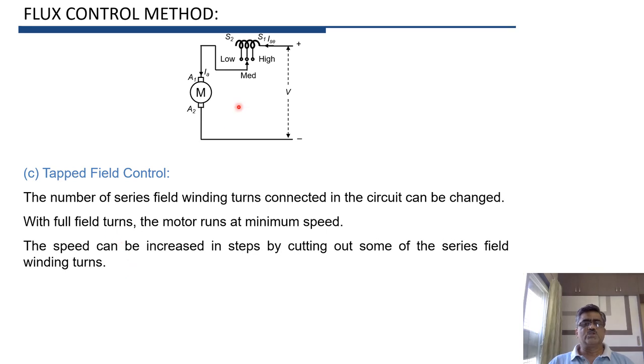turns. This method is very efficient as compared to the previous two methods, because in the previous two methods, that is armature diverter and field diverter, there is I square R power loss in the diverter. In this case, as we are not using any resistance in parallel with the armature or in parallel with the field, there will not be any I square R power loss, and therefore the method is more efficient as compared to the previous method.